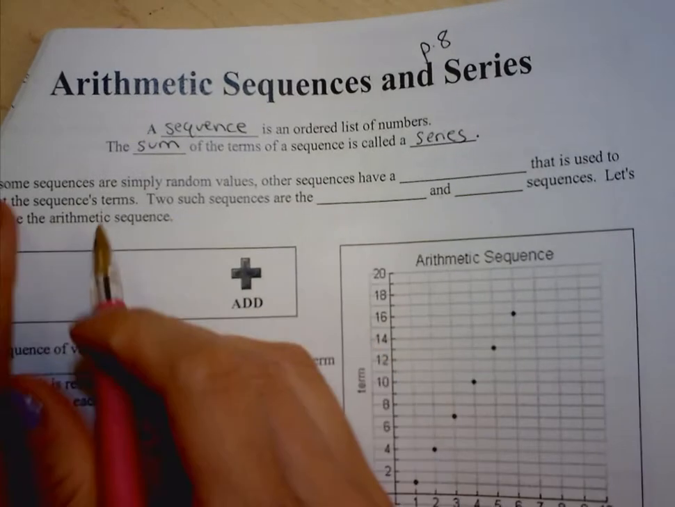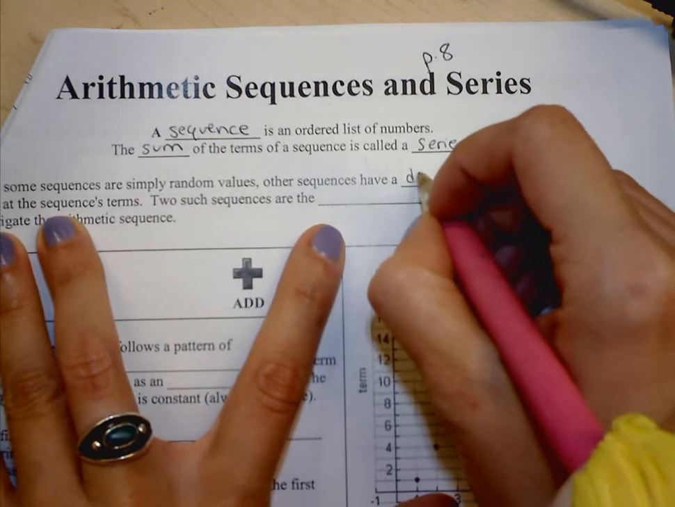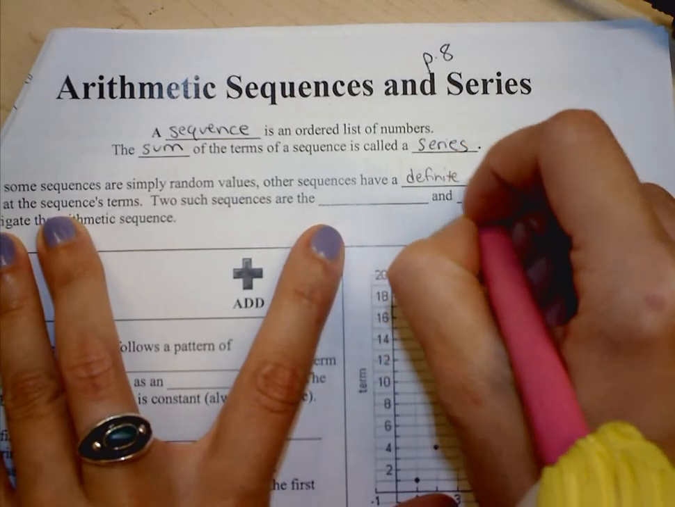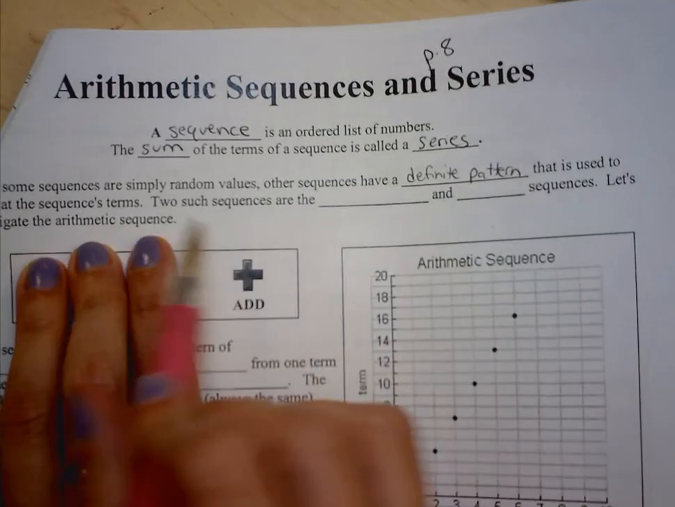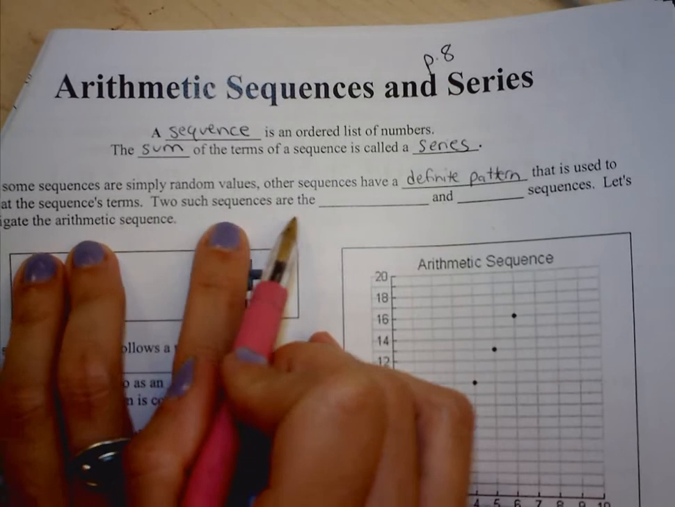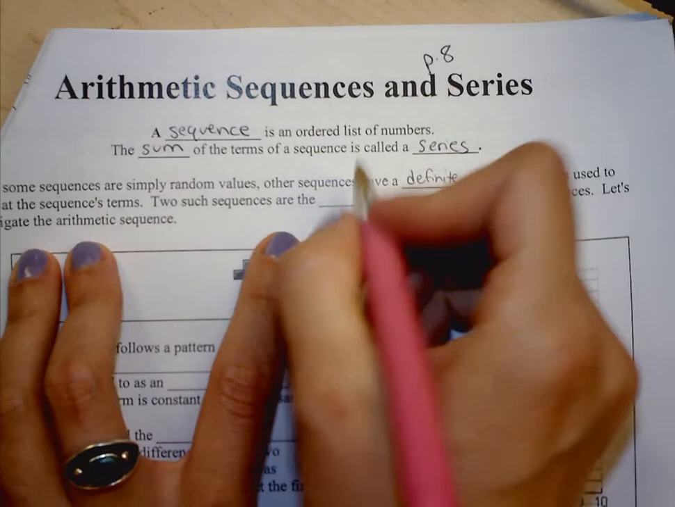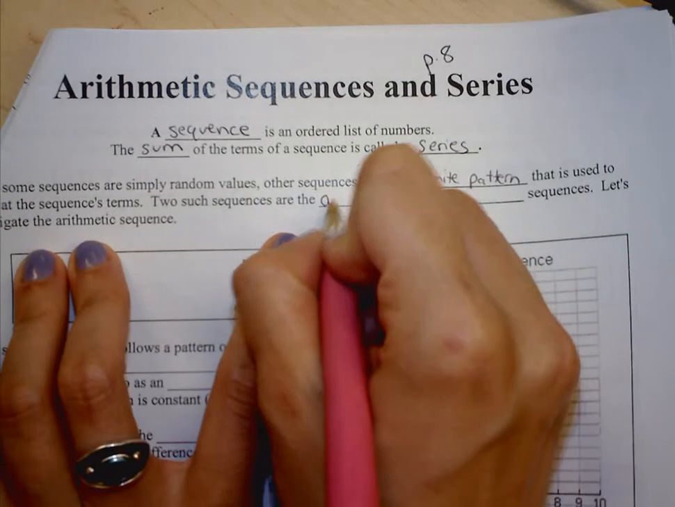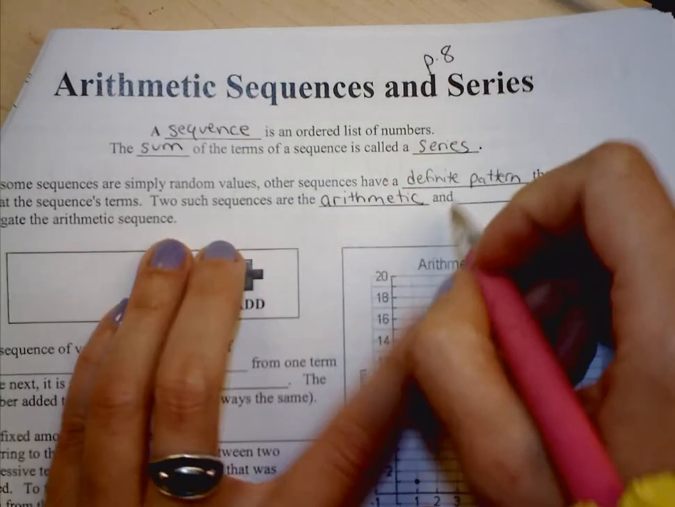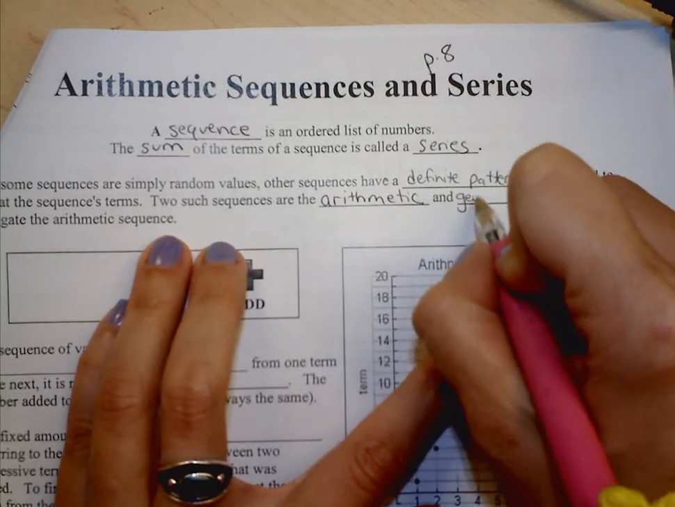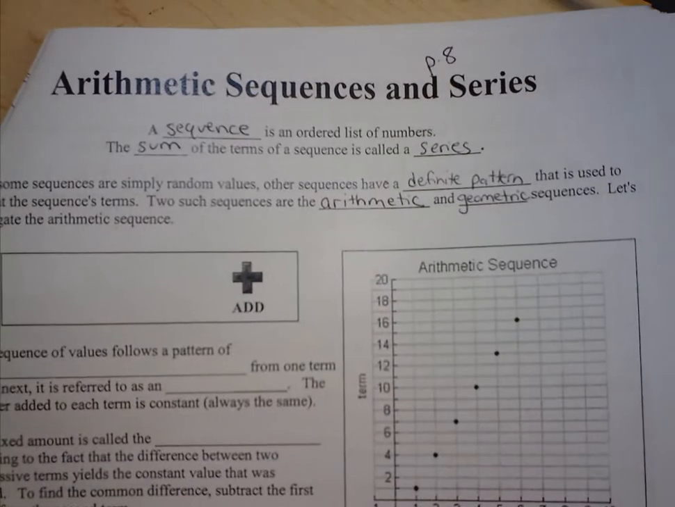So while some sequences are simply random values, other sequences have a definite pattern that is used to arrive at the sequence's terms. Two such sequences are, so we're going to go over two different types of sequences. One is arithmetic, and the other that we'll get to in a couple of days is called geometric. So now let's talk about the arithmetic sequence.